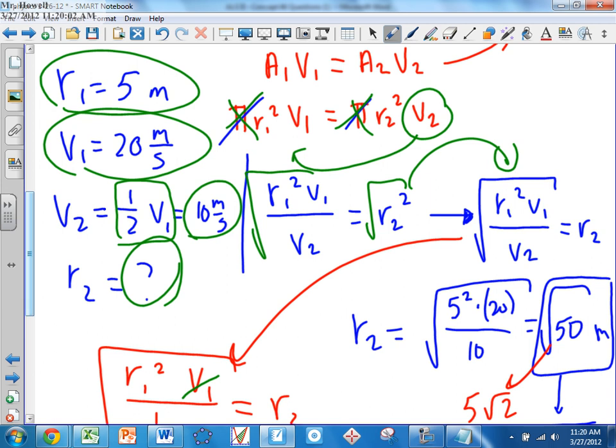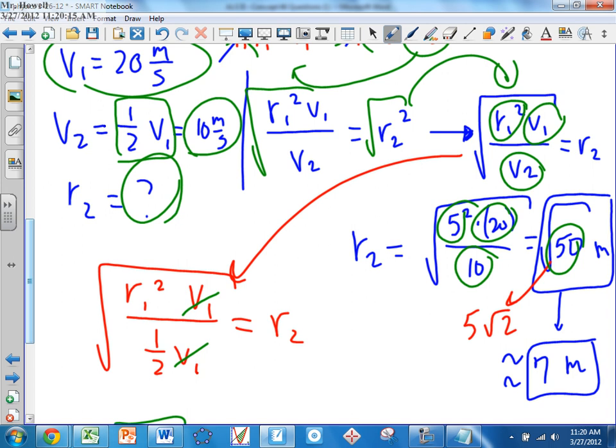R1 is 5, so we do 5 squared times the 20, which is the inlet velocity, divided by the 10. 20 times 10 is going to be 500... well, 5 squared times 20 is 500. 500 over 10 is simply 50. And what we notice is that 50 factors into 5 radical 2, really, and we can see that that's approximately 7. Well, you might ask, where did the 5 radical 2 come from?